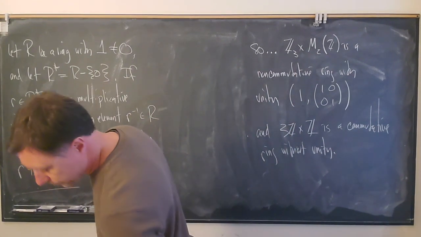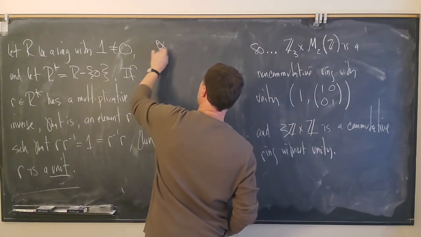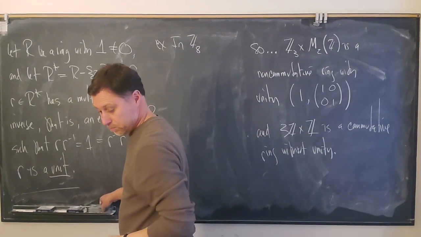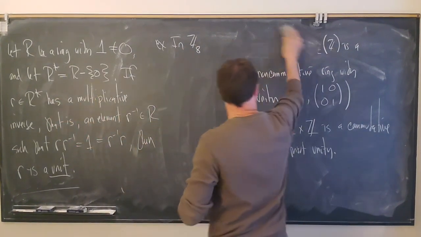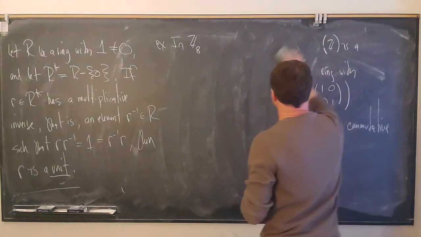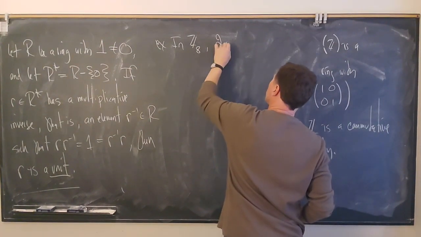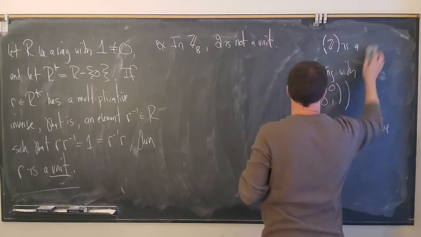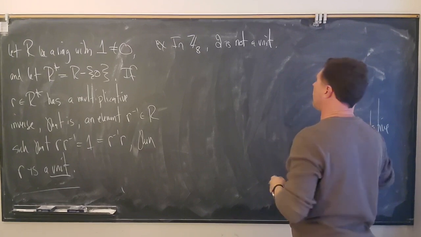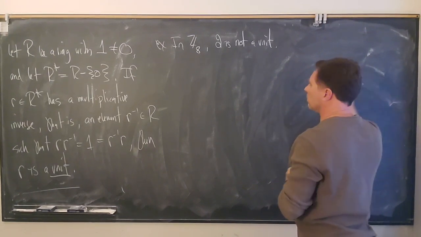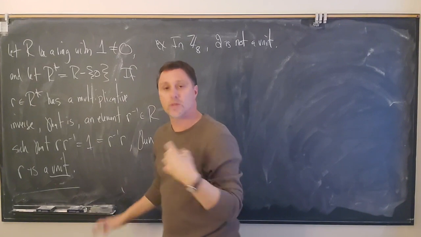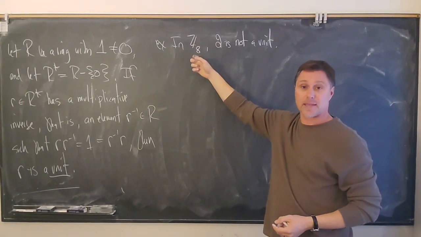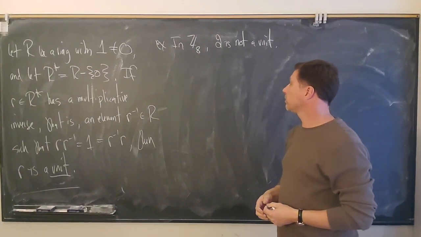So for example, in Z8, 2 is not a unit. You can just go through all the elements of Z8. 2 times 0 is not 1. 2 times 1 is not 1. 2 times 2 is not 1. Go all the way through, and what you'll find is that 2 times anybody in Z8 is not equal to 1, so 2 is not a unit.